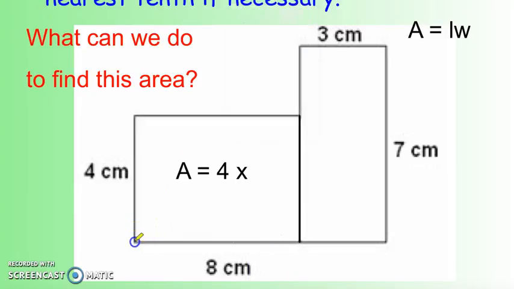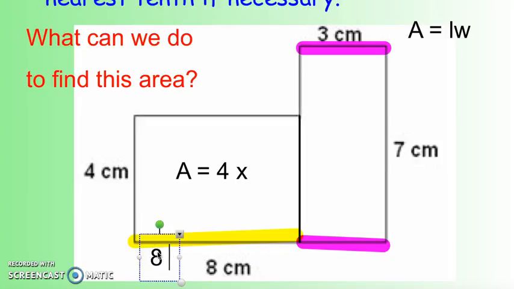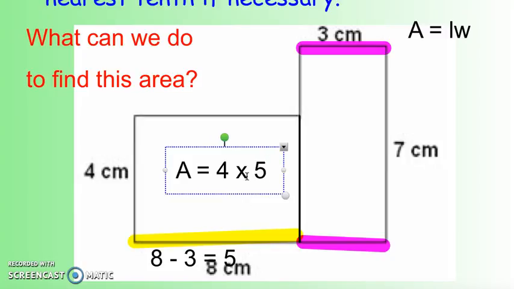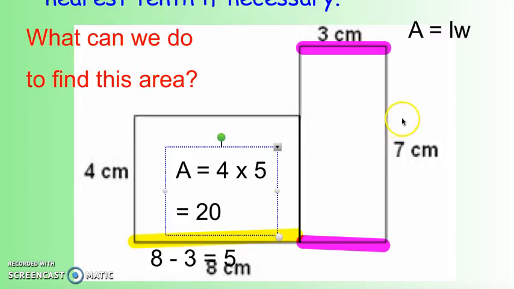Well, if I want to find just this portion, I could look to the side and notice that this right here is equal to this because it's a rectangle, and I know that those two pairs of sides are equal to each other. So if this is 3, then this is 3. That means this leftover piece would be whatever remains after I take 8 minus 3, because I need to get the 3 out of there. 8 minus 3 is 5, so my missing side is 5. So let's take 4 times 5 and I get 20.